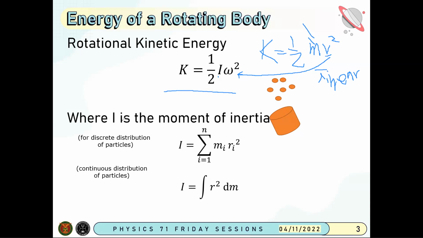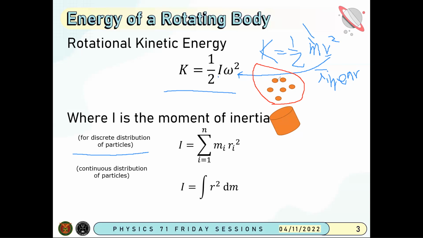Now, what is this I? This I is the moment of inertia. And it can be computed in two major ways. For a discrete distribution of particles, for example, this one, we can compute for the moment of inertia using a summation.